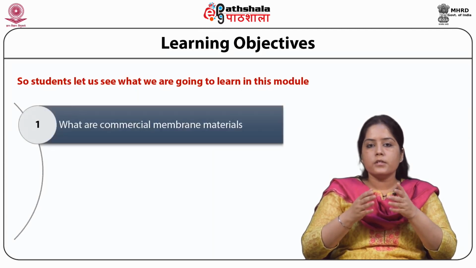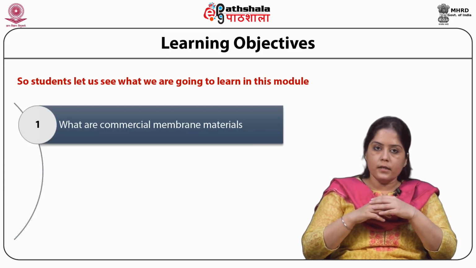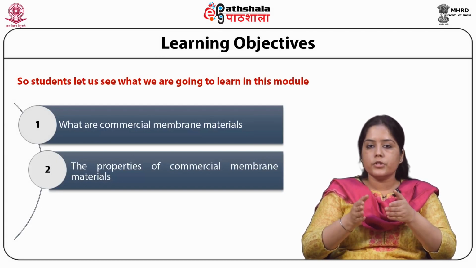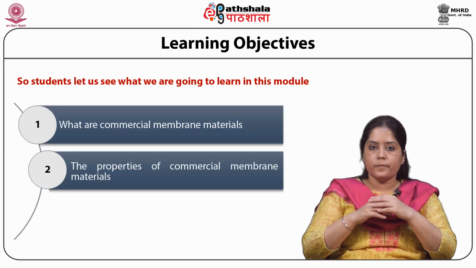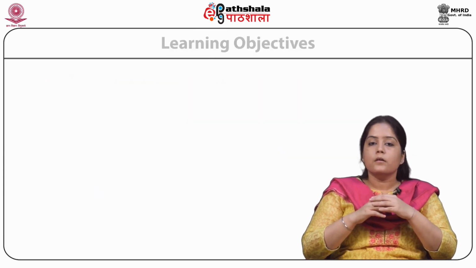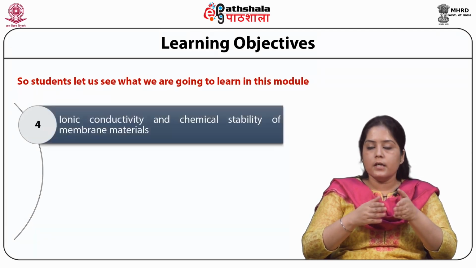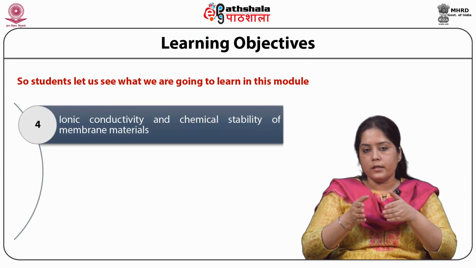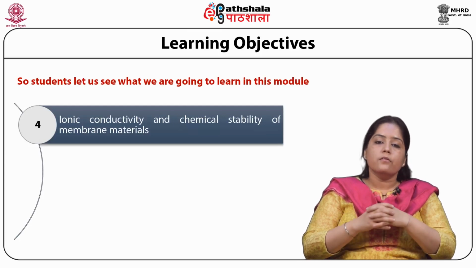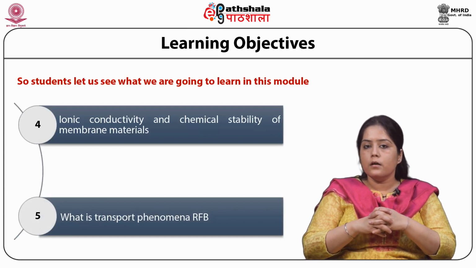First, what are the commercial membrane materials? Secondly, we will be discussing the properties of commercial membrane materials. Thirdly, the modified membrane materials. Next, we will be discussing the ionic conductivity and the chemical stability of the membrane materials. Lastly, we will be discussing the transport phenomena in an RFB.